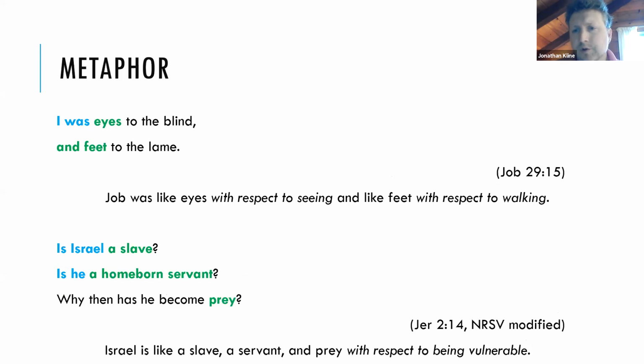So an example of metaphor, Job 29:15, I was eyes to the blind and feet to the lame. So this verse says that Job was like eyes with respect to seeing and like feet with respect to walking. So again, you have to slow down and say, how was Job like eyes and how was he like feet? Jeremiah 2:14 has metaphor. Is Israel a slave? Is he a homeborn servant? Why then has he become prey? So here Israel is like a slave, a servant, and prey with respect to being vulnerable.